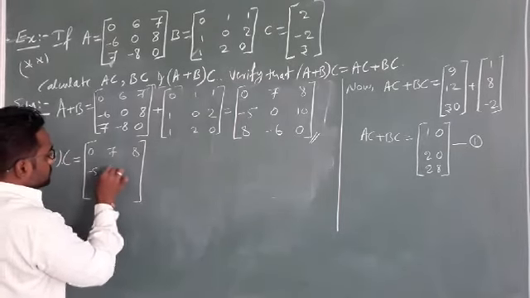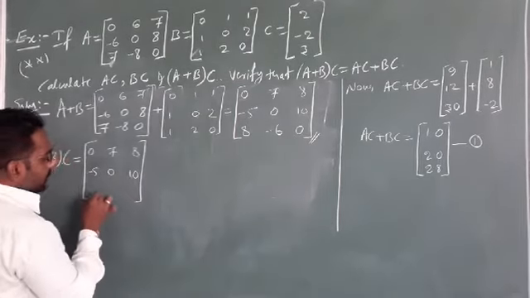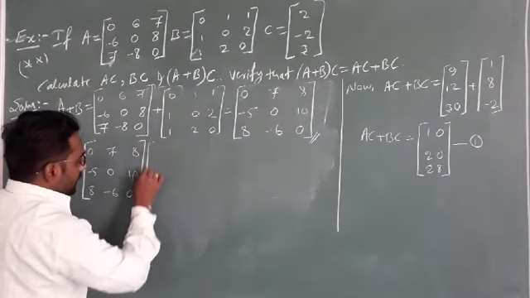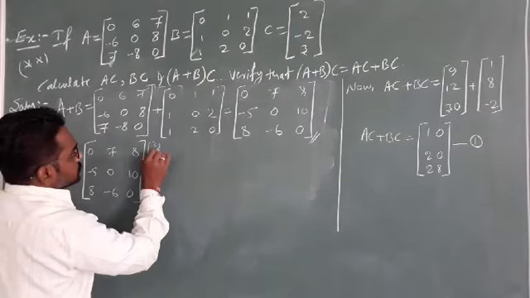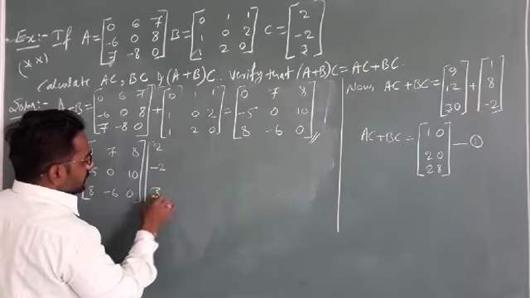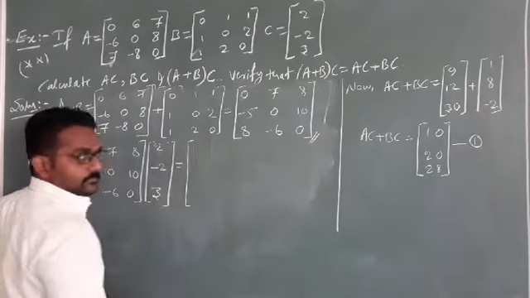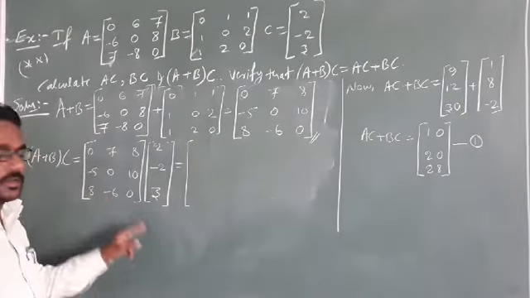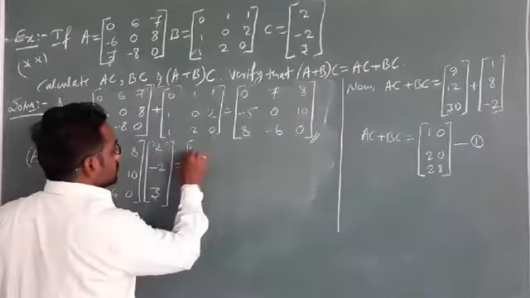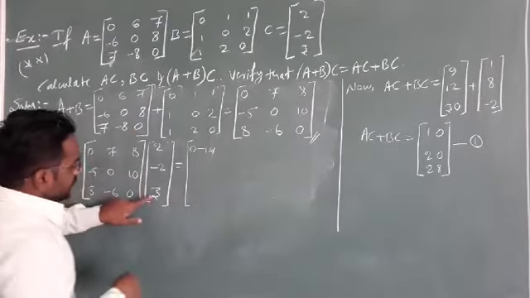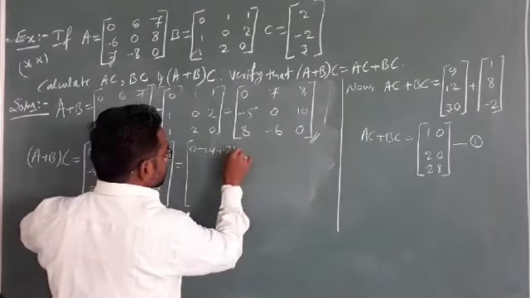Minus 5, 0, 10. 8, minus 6, 0. And C, that is 2, minus 2 and 3. So the result, students, here. First row with first column: 0 into 2, that is 0. 7 into minus 2, that is minus 14. 8 into 3, that is plus 24.